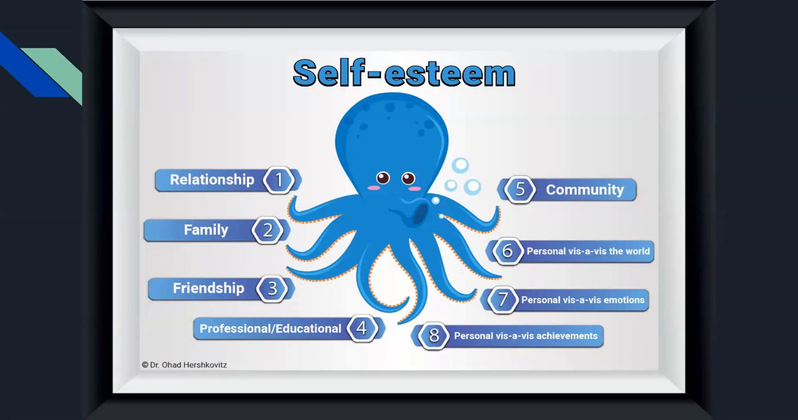Most of these are clear and evident. Community just means everything outside my immediate circles, like what kind of neighbor I am, what kind of citizen I am, what kind of person I am in general. Vis-a-vis the world means my belief in my ability to deal with all the demands of the world. Go get a job, go provide for your kids, go deal with this lawsuit. Now there's COVID, go deal with that like anyone else. So it's my belief that I can, like anyone else.